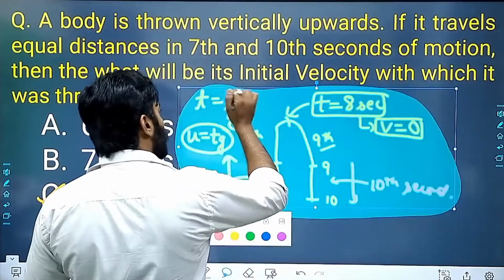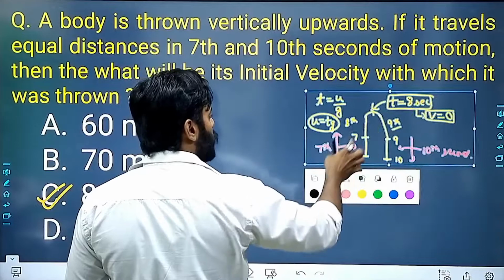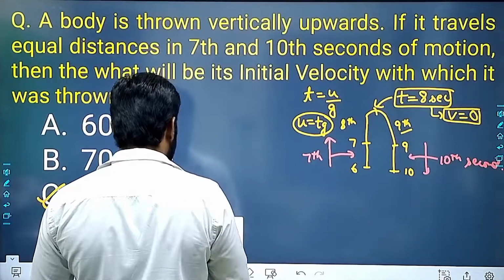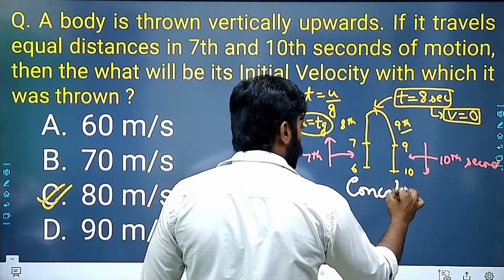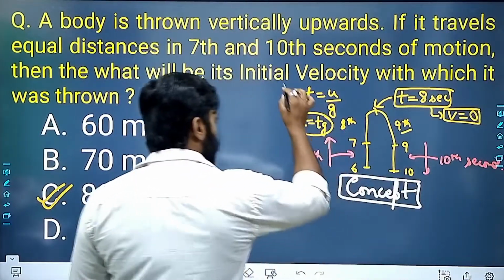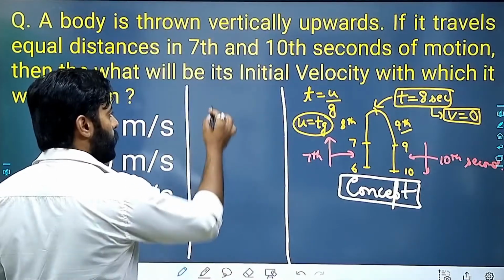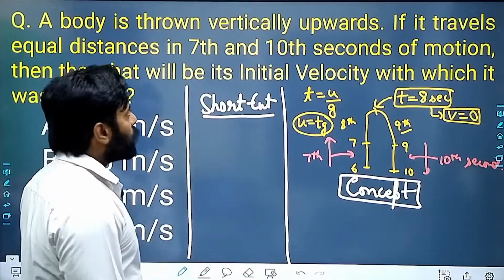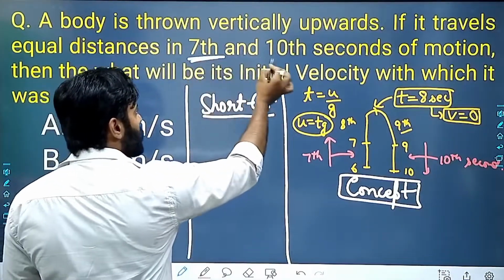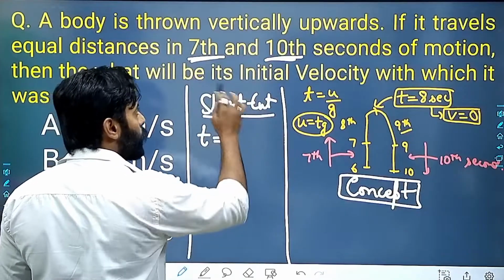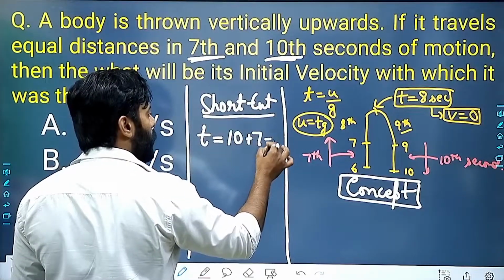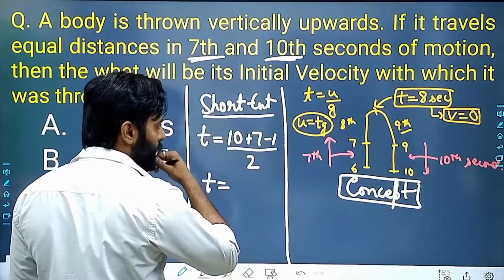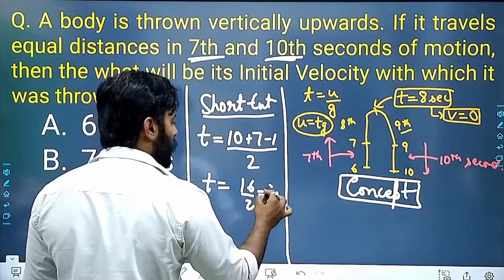Now let's have some shortcut. This was the concept which we will be using. Now let's have the shortcut for that. For the shortcut, you just need to add these things. To get the time, you need to add these things: 10 plus 7 minus 1, divided by 2. So 17, 17 minus 1 is 16, 16 by 2. So time will be 8 seconds.